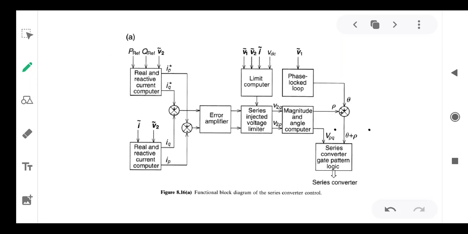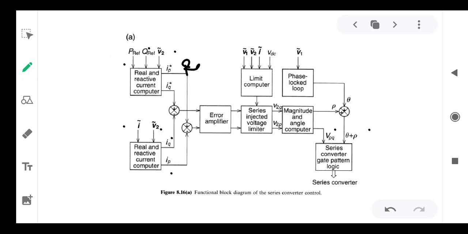How has VPQ been derived? So the line current I, and V2, the series converter voltage, are taken for the real and reactive current computer, from which you can compute the IQ as well as IP values. These are the IQ and IP actual values, and here P reference, Q reference, V2 reference. From P reference and Q reference, you can obtain, through the real and reactive current computer, the IP reference.